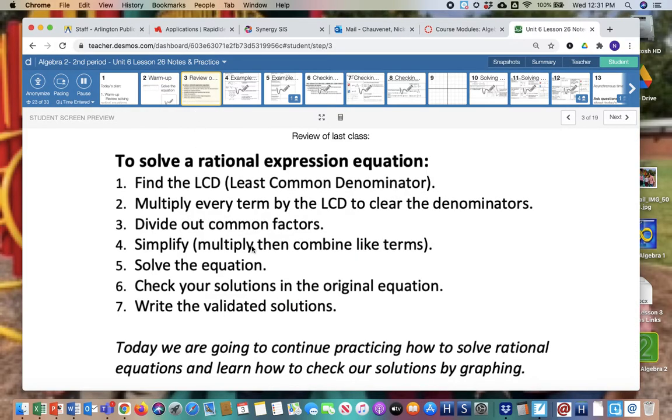Screen 3 here just works you back through what we do to solve a rational expression equation. The main thing that we're seeing here is people having struggles with finding that LCD. Then we multiply it through, divide, simplify, solve, check your solutions, which again we're going to learn a new way to check them in this lesson, and write the validated solution.